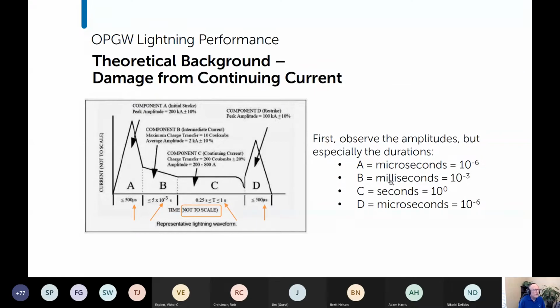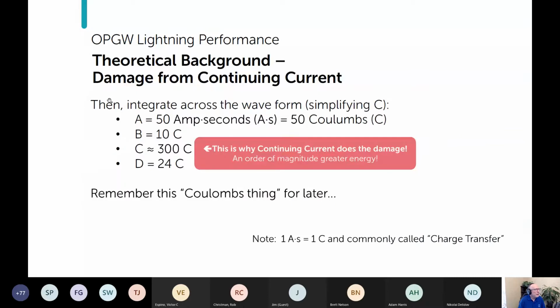The continuing current is on the order of seconds, and then you're back to microseconds again for the restrike. So if you integrate across this waveform and look at the energy that's in each of these components, and by the way, I simplify this C, here's what you get. The A component has 50 amp seconds, right?